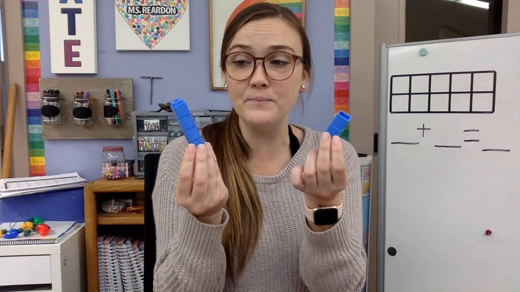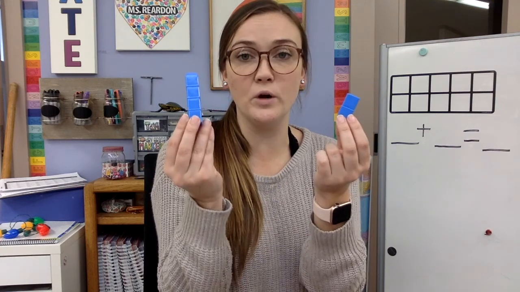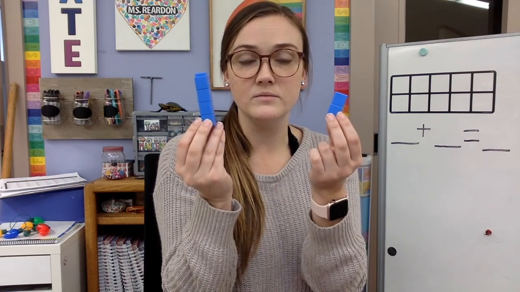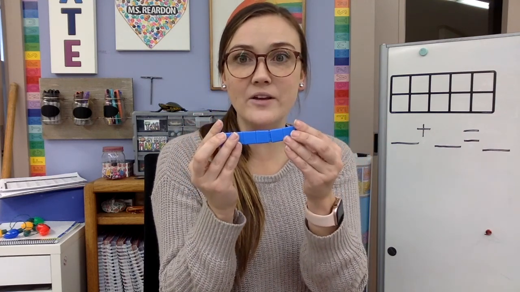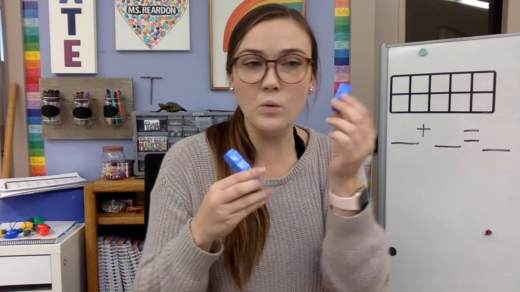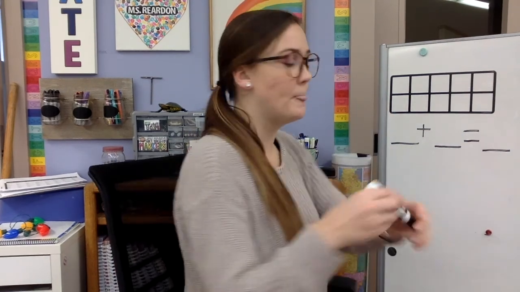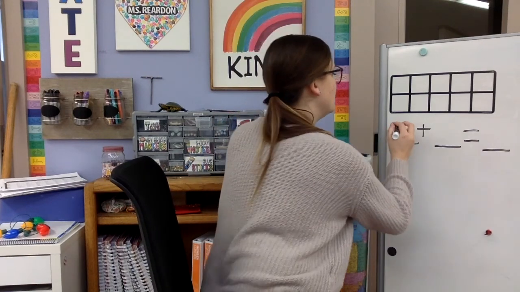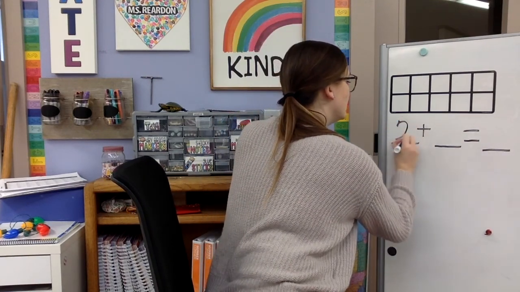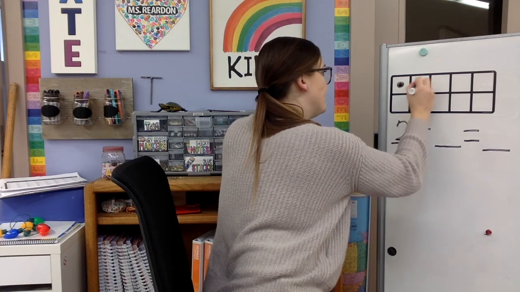Can you do the same? You should have 2 cubes in one hand, 4 cubes in the other. Now if I put them back together, I'd have 6. But separately, they're 2 different numbers. So what's this over here? 1, 2. My first part is 2. Your job is to write the number 2 on this line. I'm also going to show our parts up here, but you don't have to do that yet.